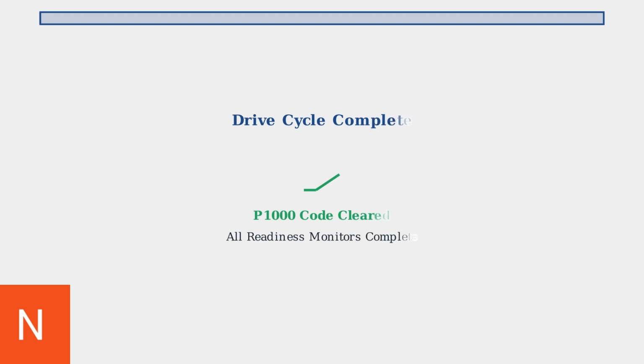Completing this comprehensive drive cycle allows all readiness monitors to finish their diagnostic tests. The P1000 code should clear automatically once the system confirms that all monitors have successfully completed their self-diagnostic routines.